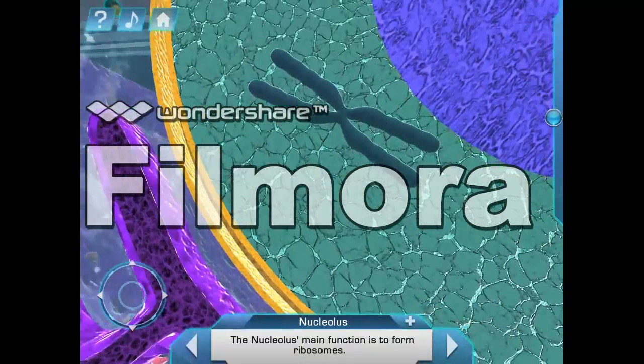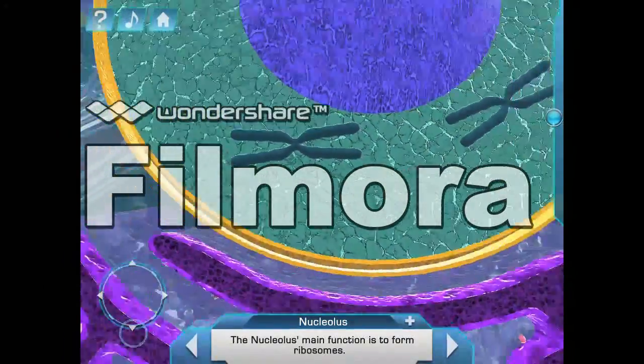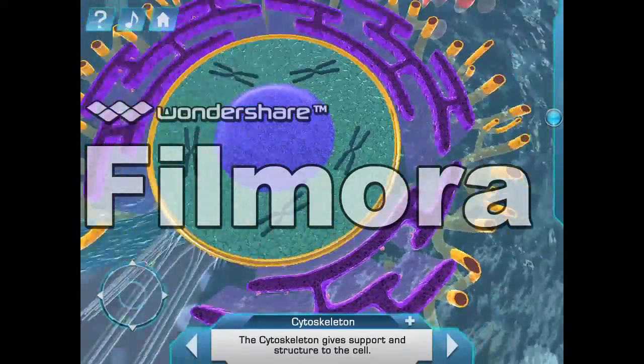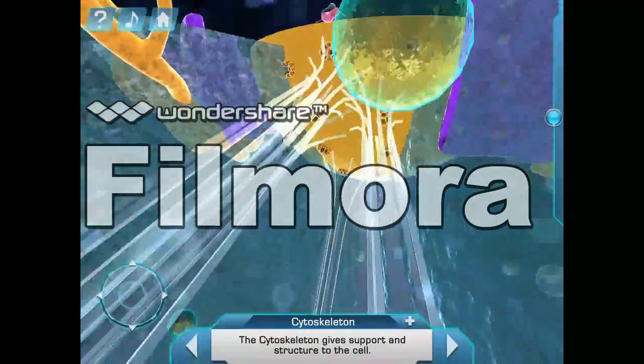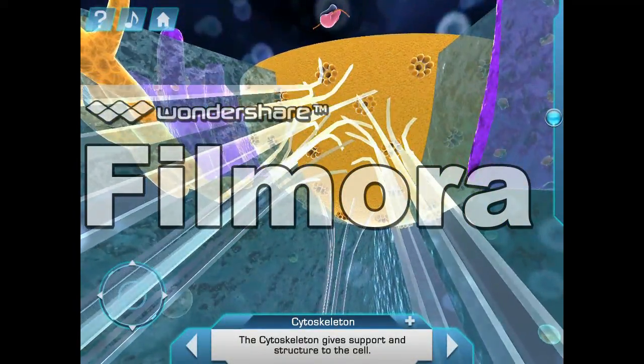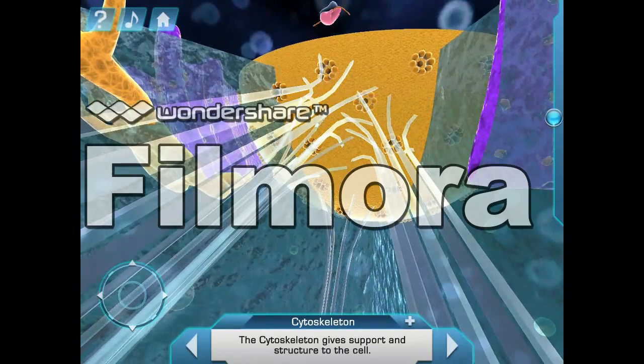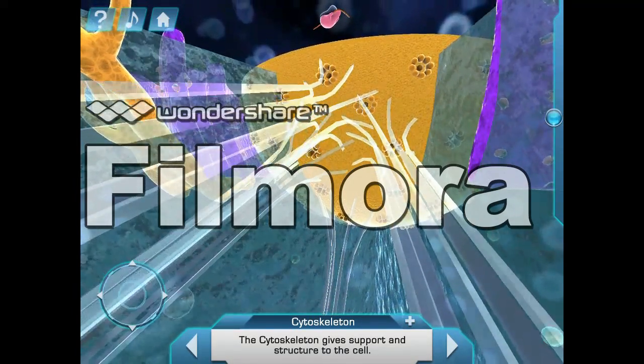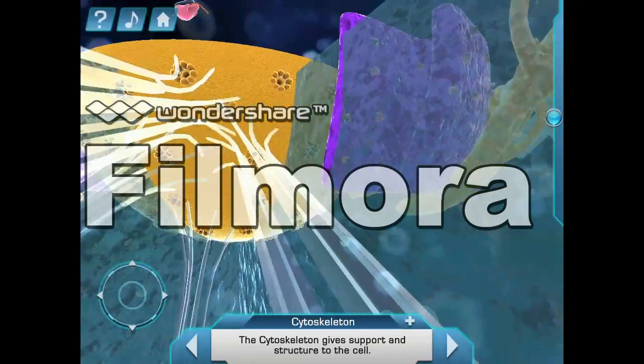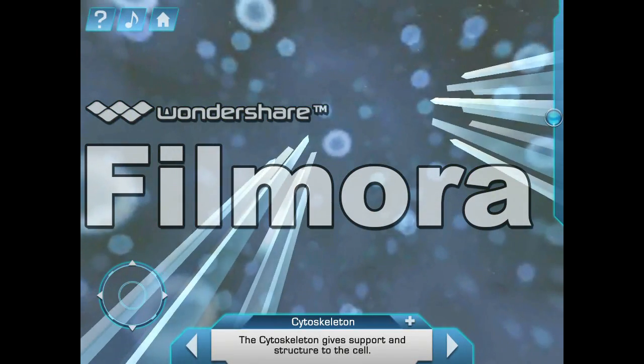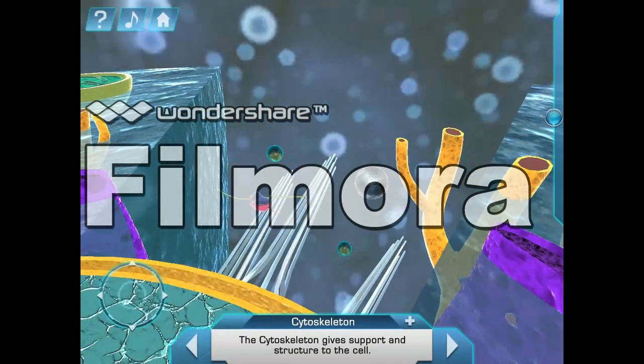And next, we're going to move on, zoom out, here we go, we're going to move on to the cytoskeleton. The cytoskeleton is located all around the cell, and it is the main support structure of the cell. I'm going to have you take a look here at the cell membrane portion.